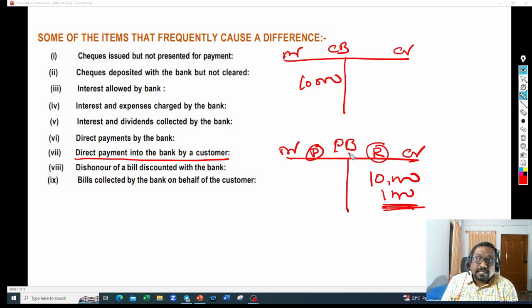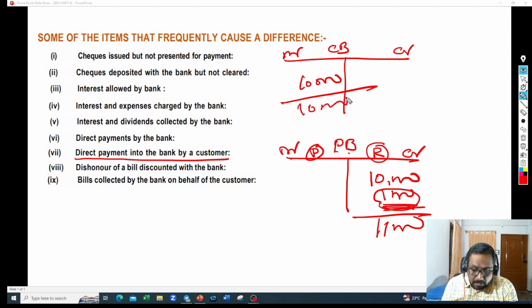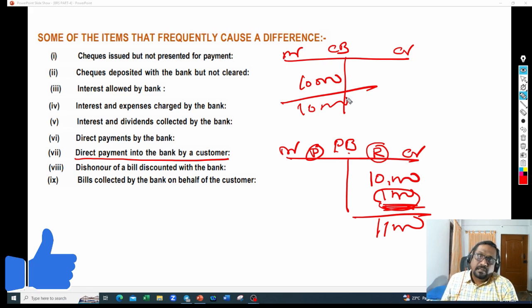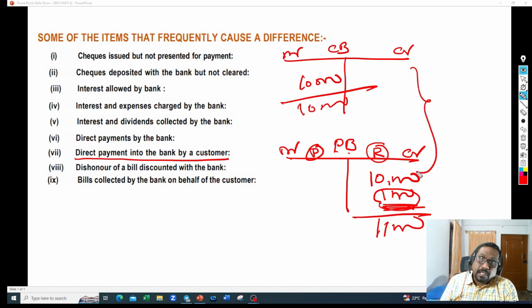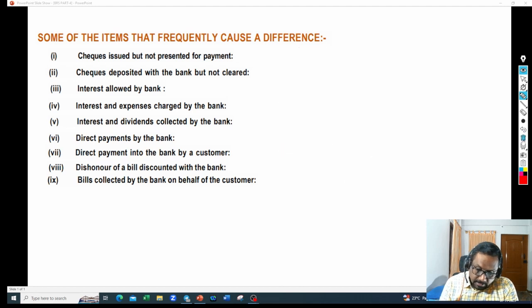Either the banker has to communicate or our customer has to communicate to us, saying, "Boss, I deposited 1,000 rupees directly in your bank account. Please record it." If they fail to communicate, what will happen? The passbook will be showing 11,000 and my cash book will be showing 10,000. Why? That amount I have not recorded. Why have I not recorded? Because the communication is not there, so the balances will not match. Are you clear? Next.